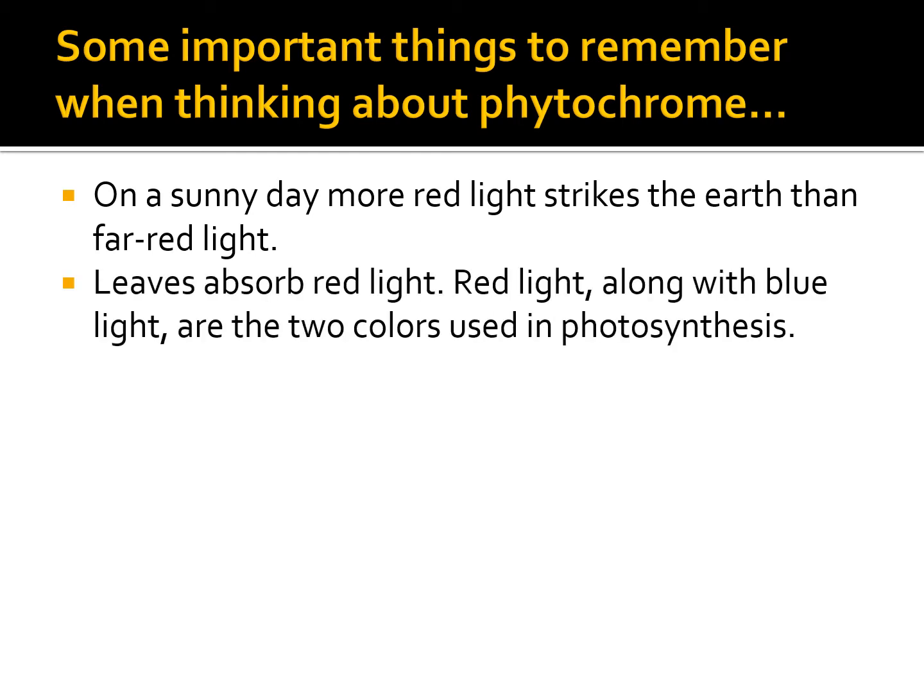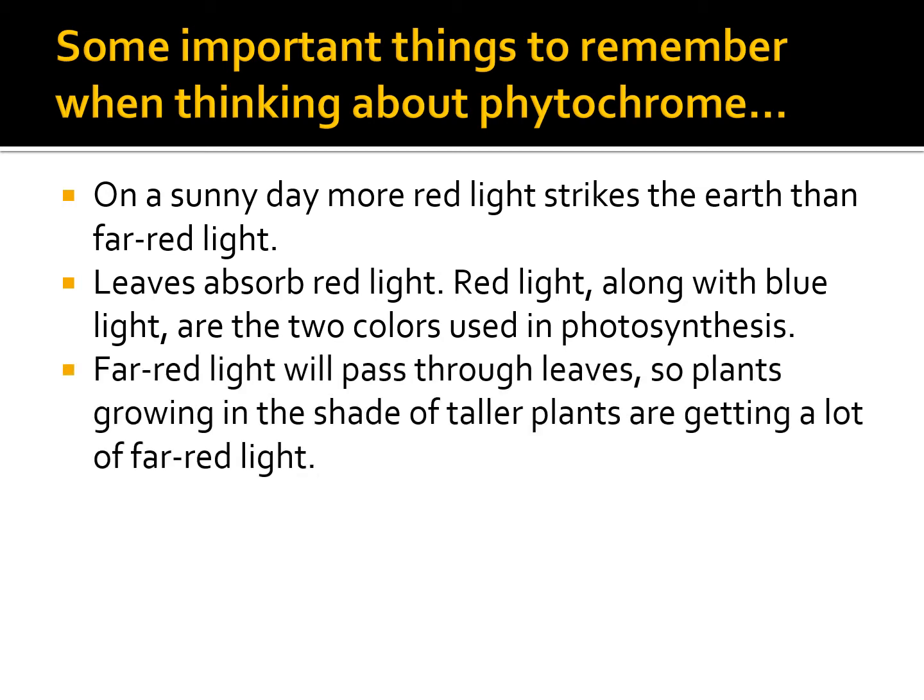So leaves absorb red light. Red light is one of the primary wavelengths of light, along with blue light, that's used in photosynthesis. So leaves are going to be grabbing red light and blue light and using those wavelengths of light for photosynthesis. Far red light, however, will pass right through leaves. Leaves don't absorb far red light because they don't need it for photosynthesis, so it just passes right through the leaf. So plants growing in the shade of taller plants, for example, are getting a lot of far red light.